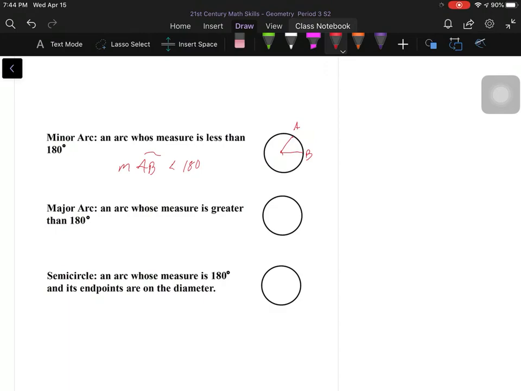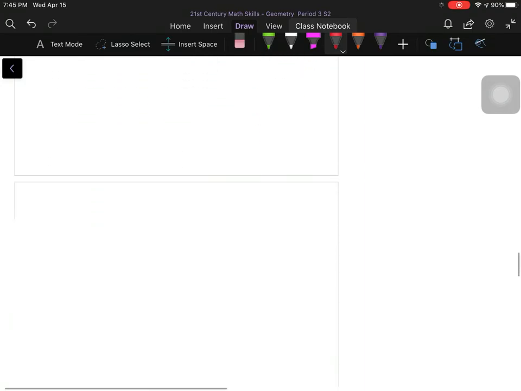A major arc, so this time I'll draw this one. A major arc is anything more than 180 degrees, and that one's always labeled with 3 letters. So if we call this A, just a random point would be B, and the other end would be C. So that'd be arc ABC. So starting at A, passing through B, going to C. And then the semicircle, of course, that is half of a circle. Okay, always measuring 180 degrees.